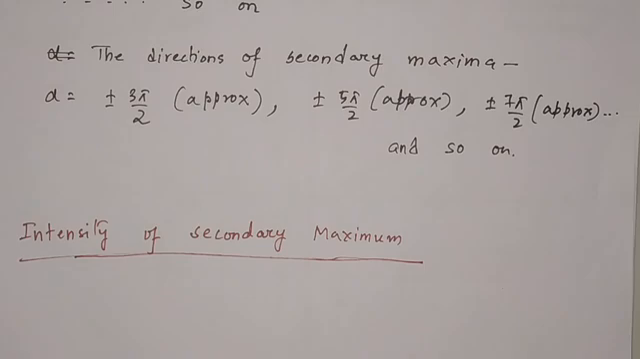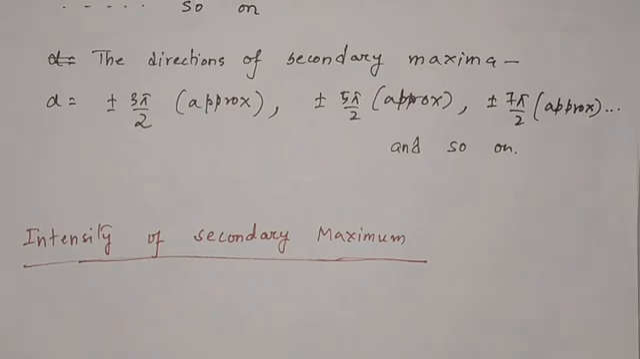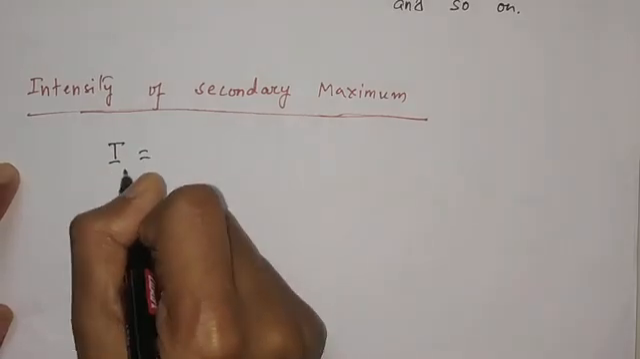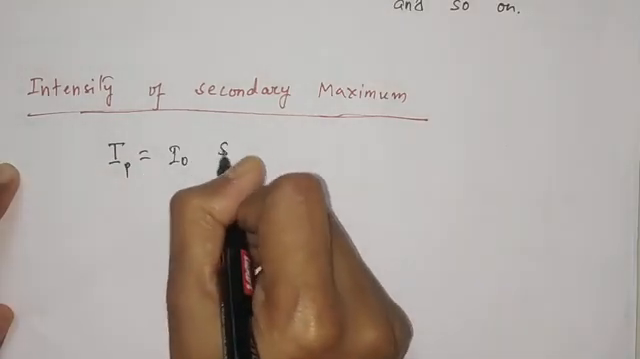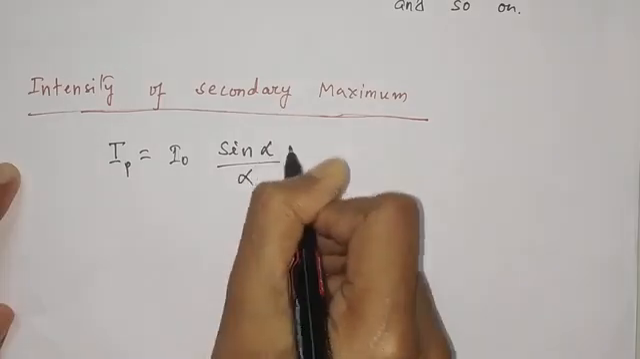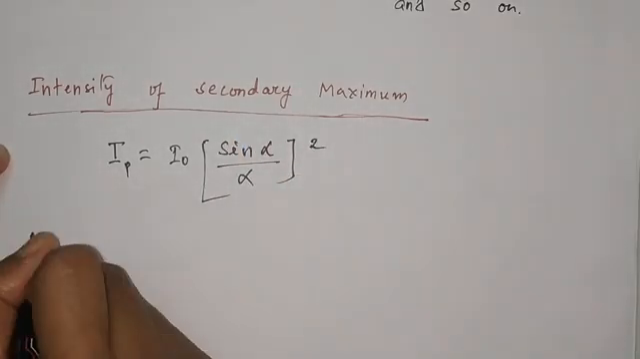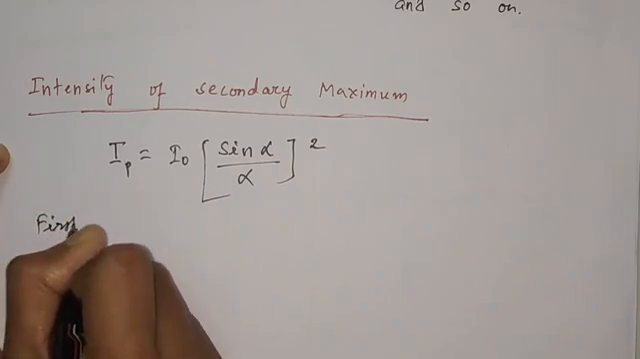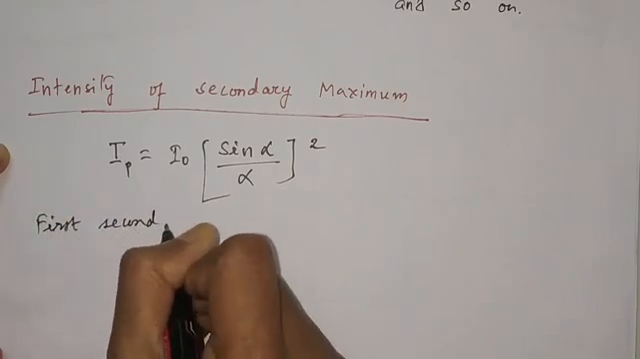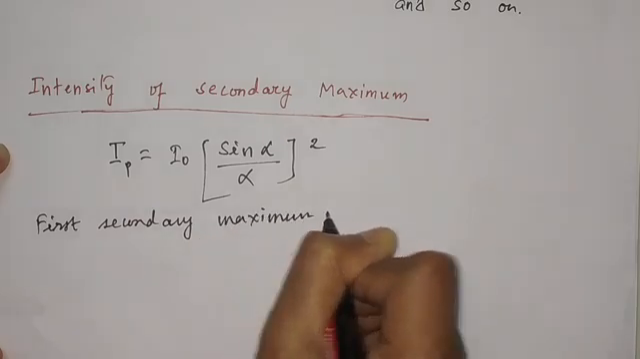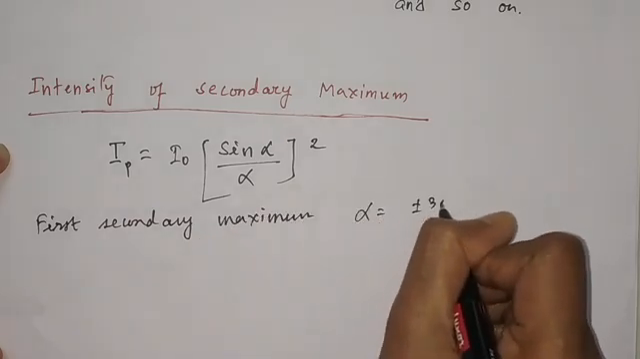If you remember, the intensity of the principal maximum was I0. And what was the general expression for the intensity pattern? It was I equals I0 times sin alpha by alpha, whole squared. So at the first secondary maxima, you see alpha equals plus minus 3 pi by 2.